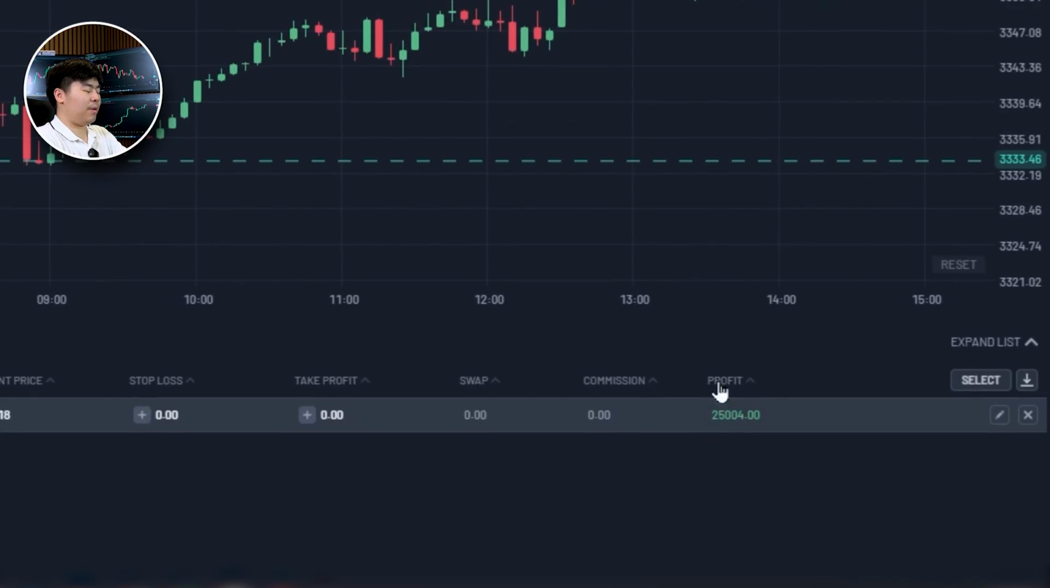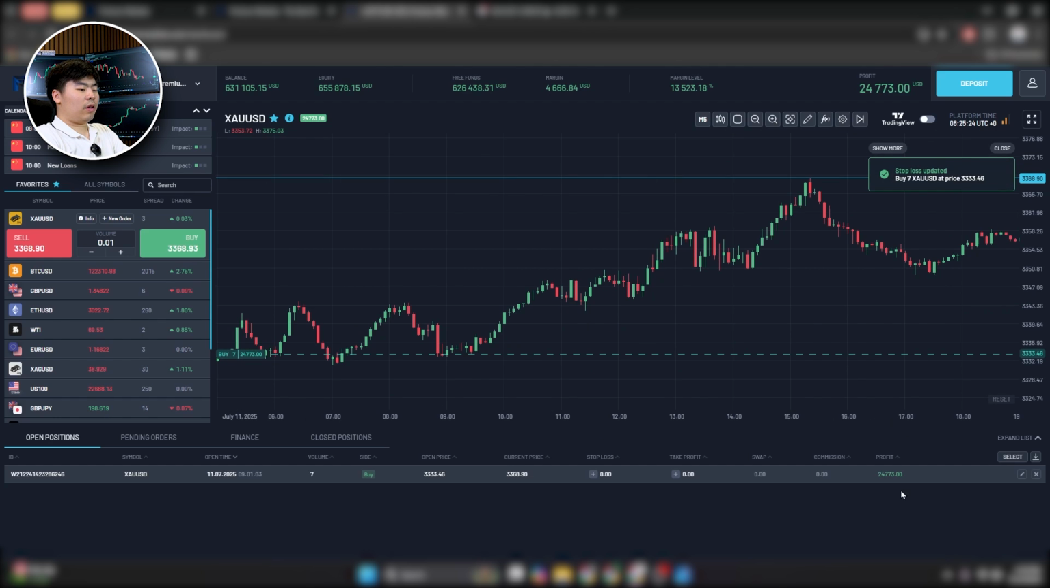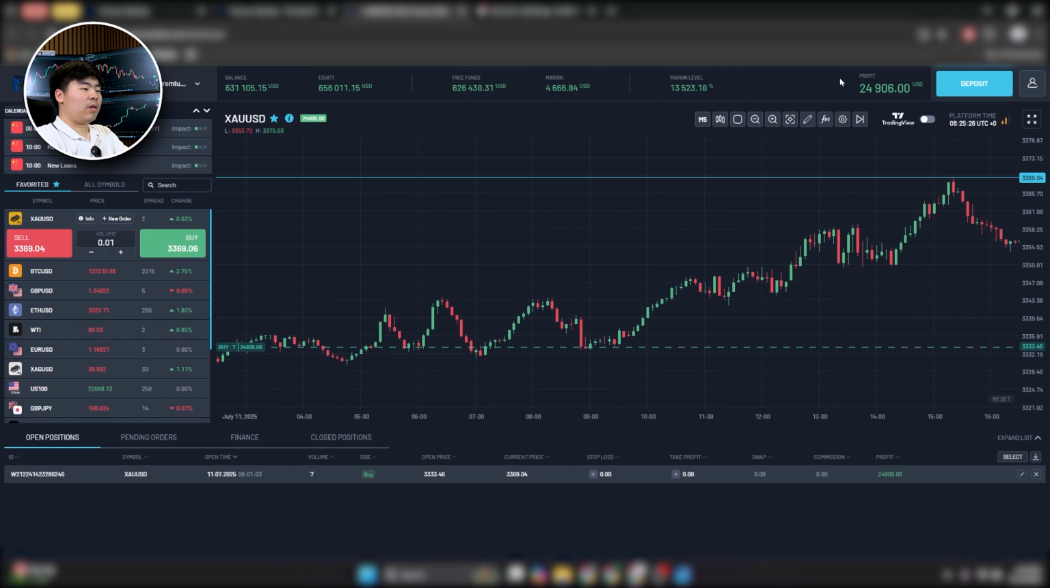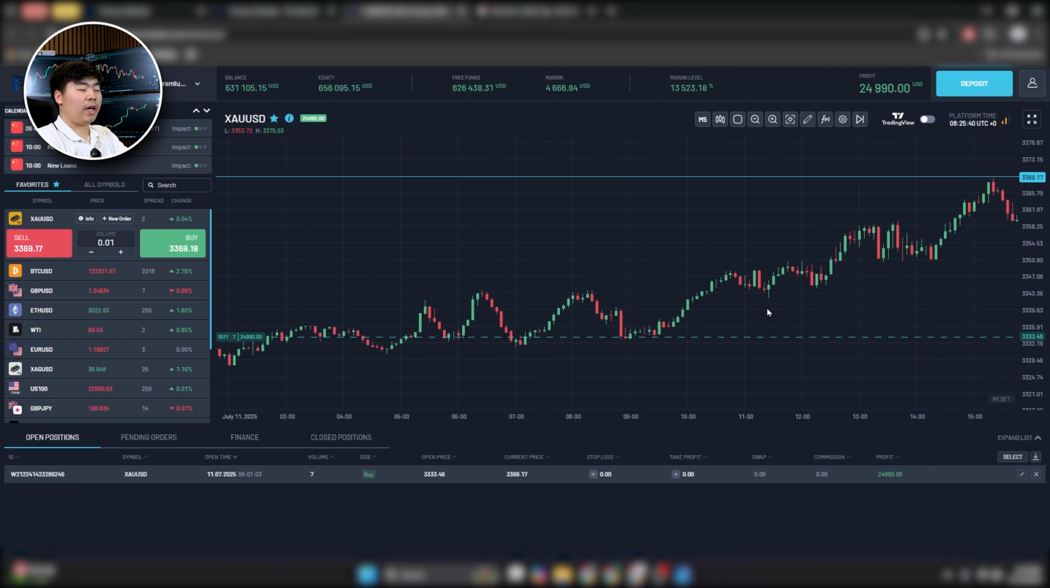And let me show you the profit first. This is how much I made recently, $25,000 in XAU USD. Oh, sorry, I accidentally pressed stop loss. No. Okay, $24,000. See here, $24,000 in unrealized gain here. And how did I do this? I'm gonna show you real quick.